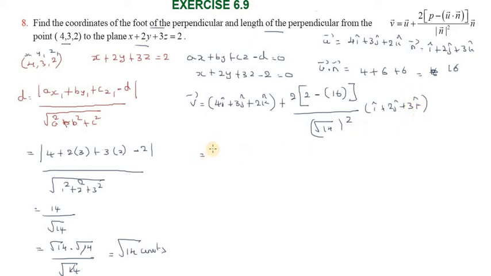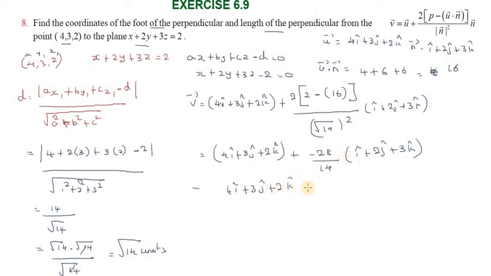Then we simplify further: 4i cap plus 3j cap plus 2k cap plus 2 into (2 minus 16), that is 2 into minus 14, which is minus 28, divided by 14, into i cap plus 2j cap plus 3k cap. This gives minus 2, so 4i cap plus 3j cap plus 2k cap, multiplied by minus 2, gives minus 2i cap, minus 4j cap, minus 6k cap. Simplifying, we get 2i cap minus j cap minus 4k cap. This is the value of the v vector.